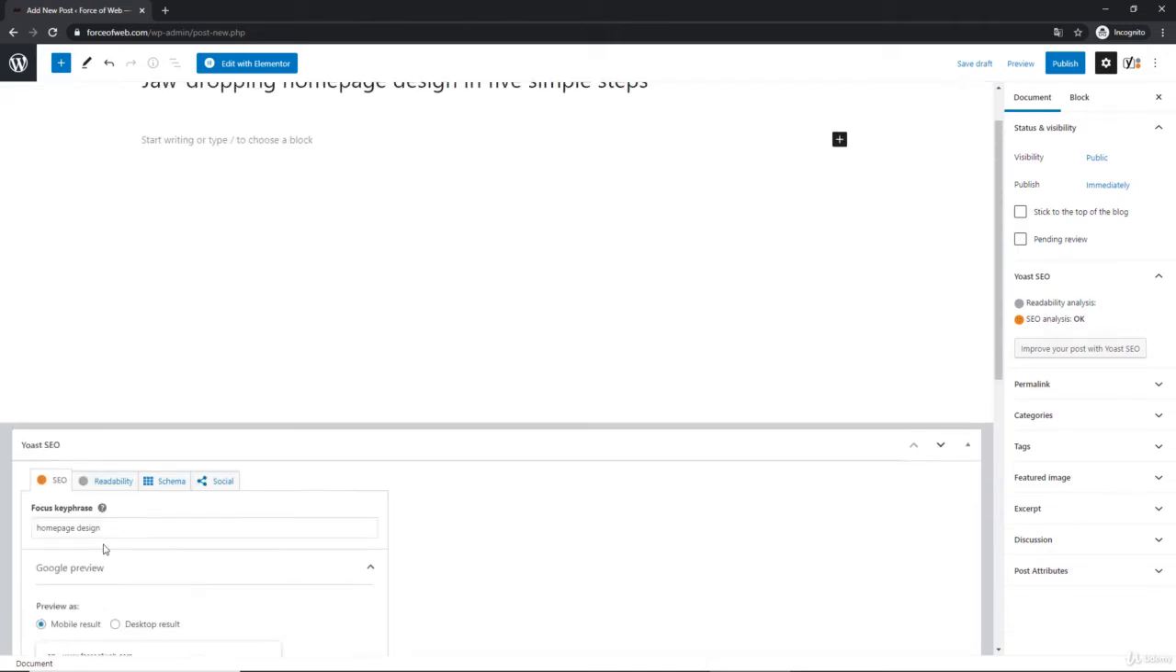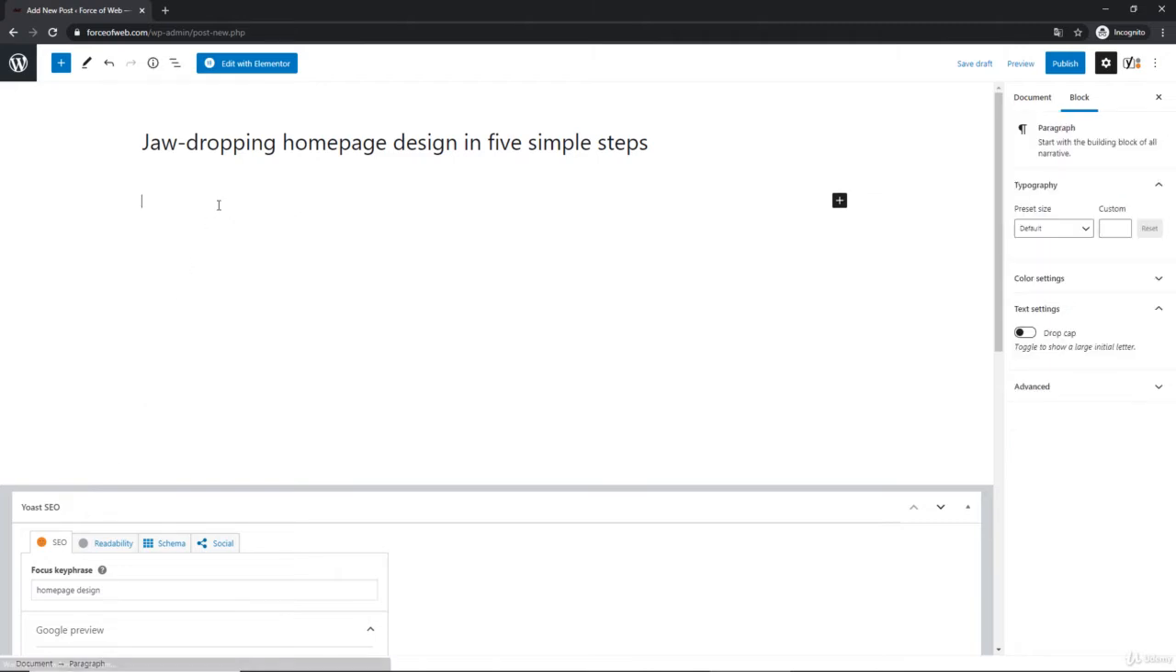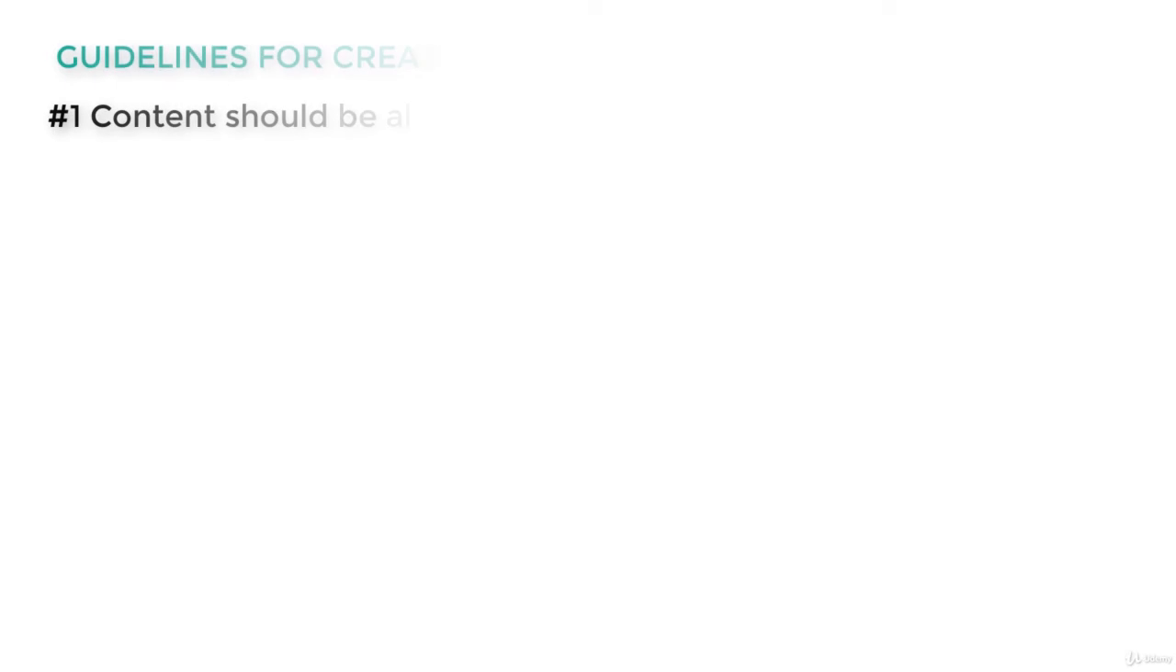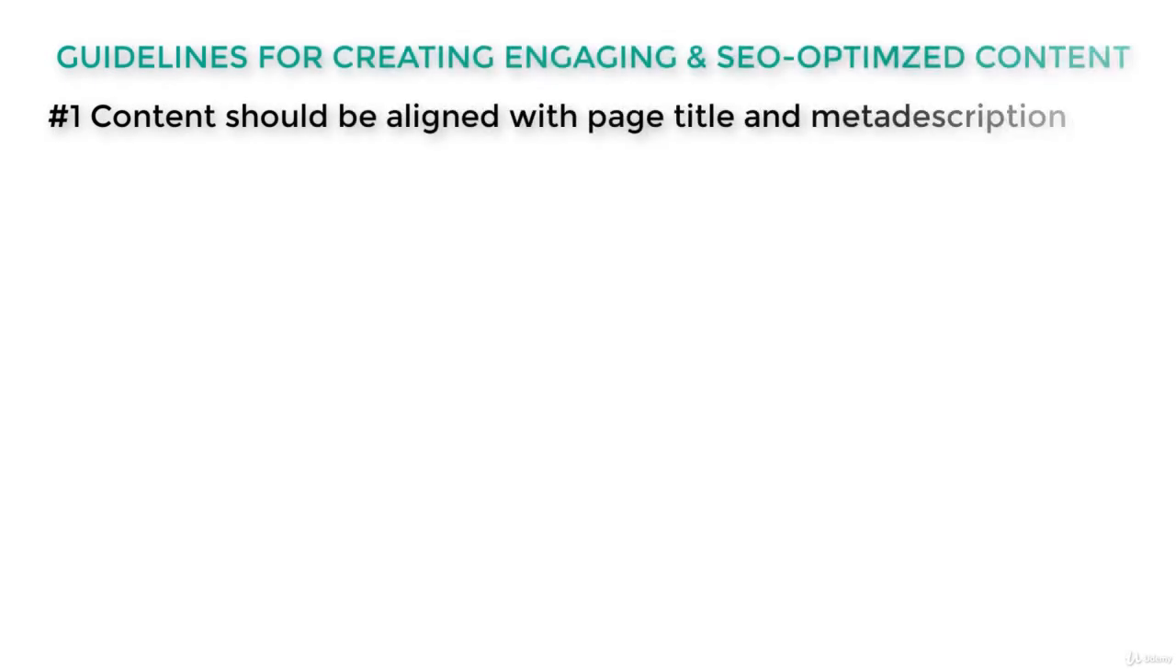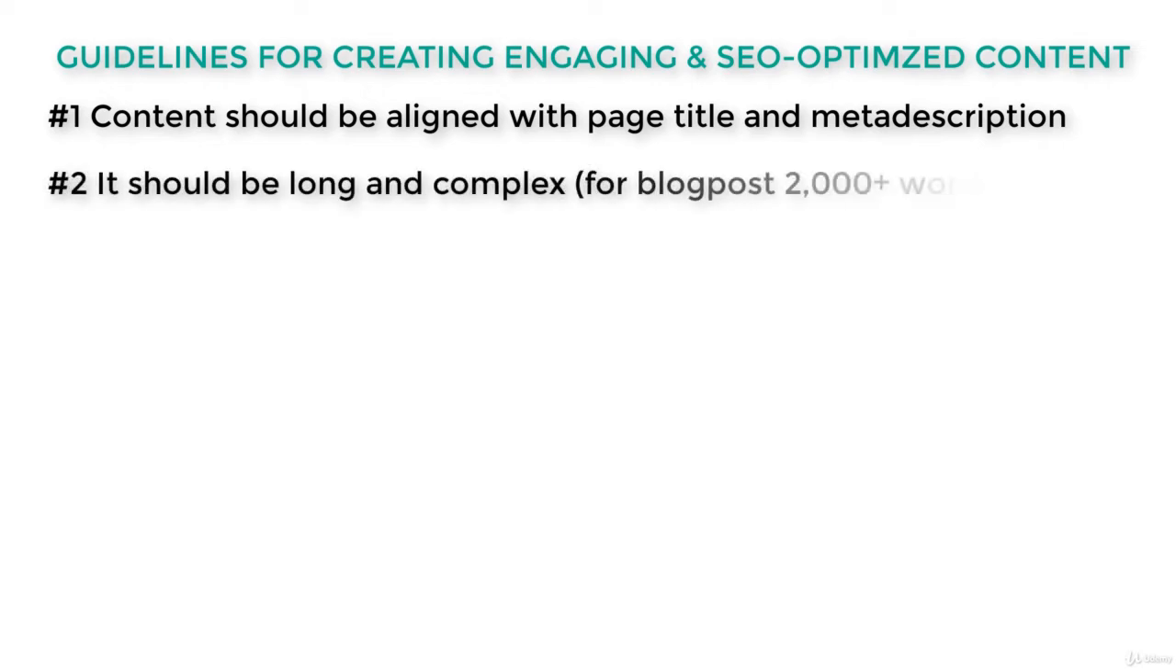There are a lot of guidelines to follow if you want to produce engaging, SEO optimized content for your audience. Number 1. First of all, your content should be in accordance with what people are expecting by searching for certain keywords and then clicking on your link, it should be aligned with your title and meta description. Number 2. With its latest updates, Google promotes longer, complex content that users spend more time on.